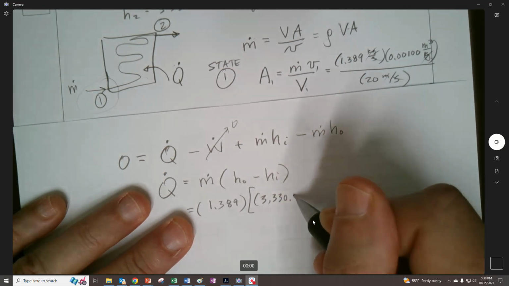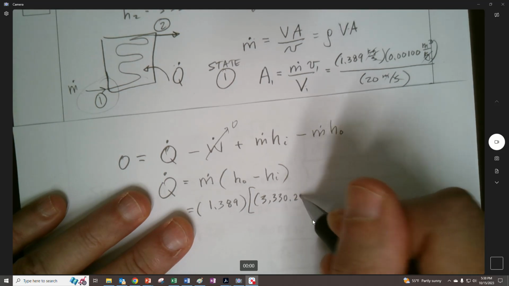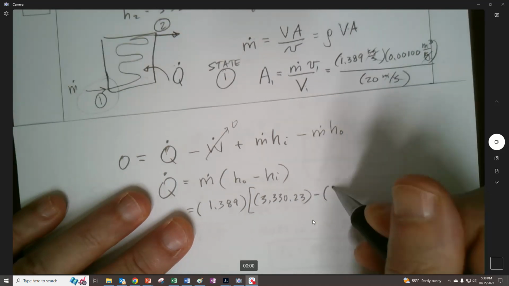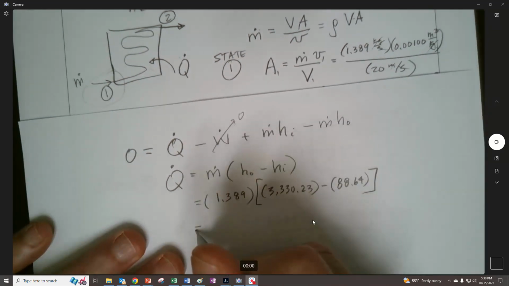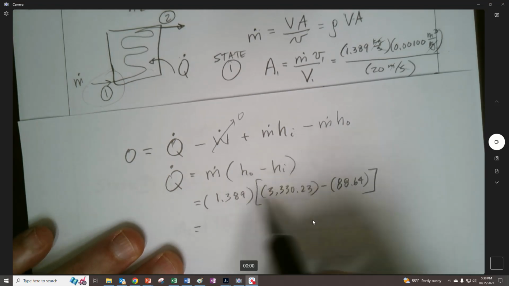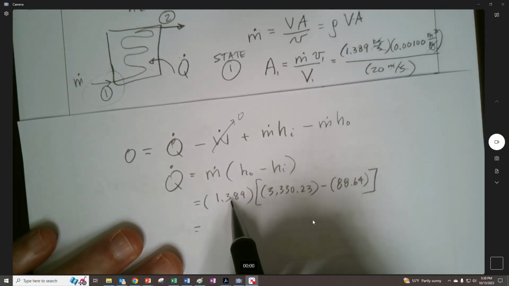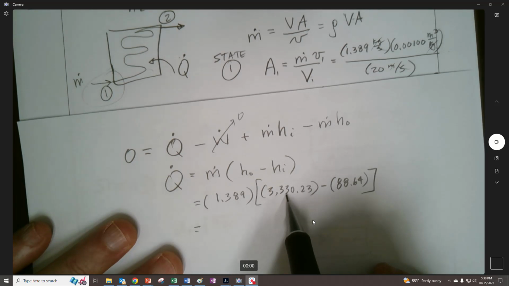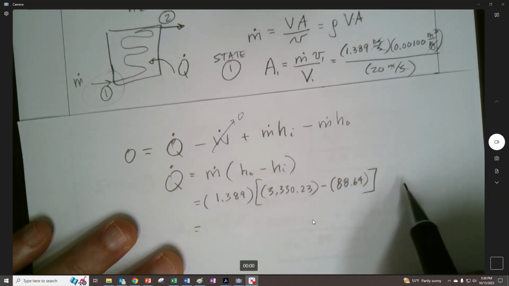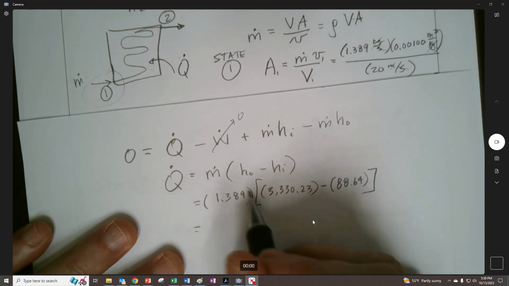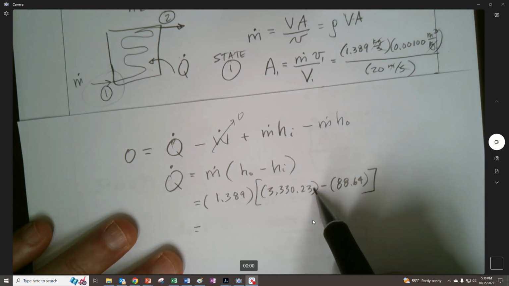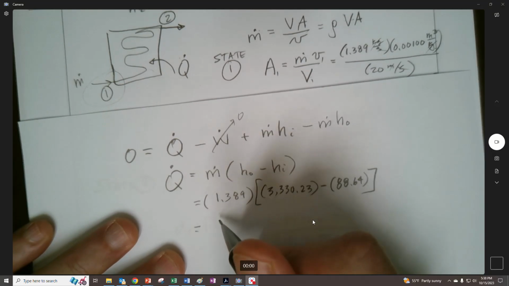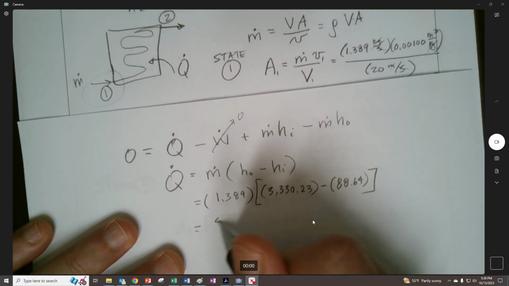3,330.23, okay, I don't need that many sig figs. Minus 88.64, and you multiply these out. And remember, these are kilojoules per kilogram, so these are actually 1,000. So when you're doing this, kilograms per second multiplied by kilojoules per kilogram, you get kilojoules per second, which is a kilowatt.